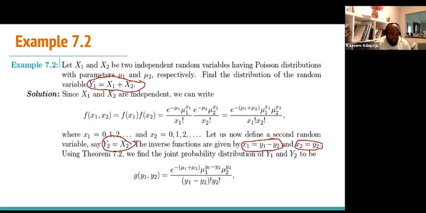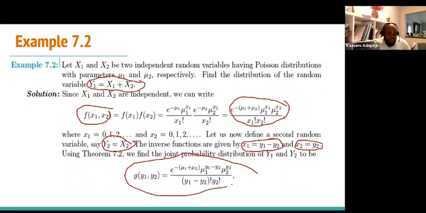Now we have these inverses. Don't forget this is actually the joint for the old variables. What I'm going to do now is plug in the expression for x1 here, and the expression for x2 here. When you plug all this in, you have a new joint distribution, which is g of y1, y2. You have completely eliminated the old variables x1 and x2. Take a look at that.